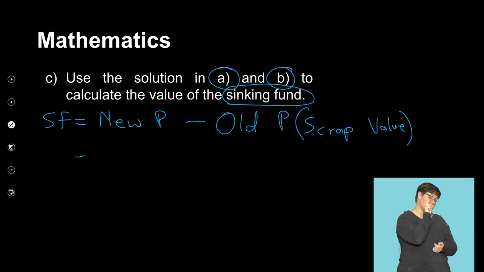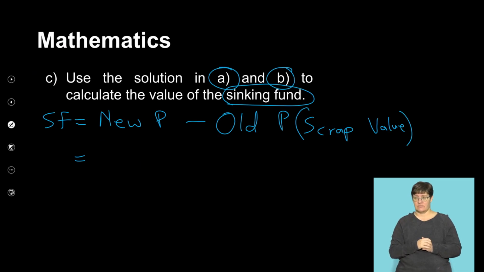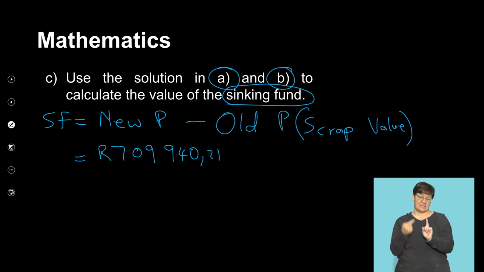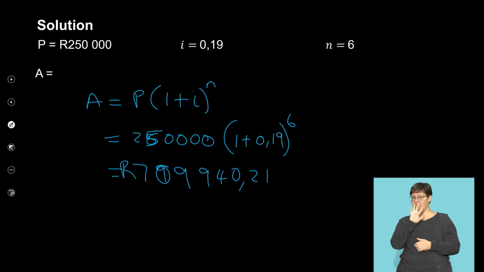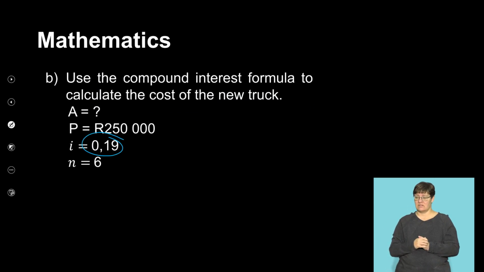So I'm going to go back and just look at my numbers. This is 709,940. So I have 709,940, and I think it was 21 cents, minus the book value of ours, which was 52,105.